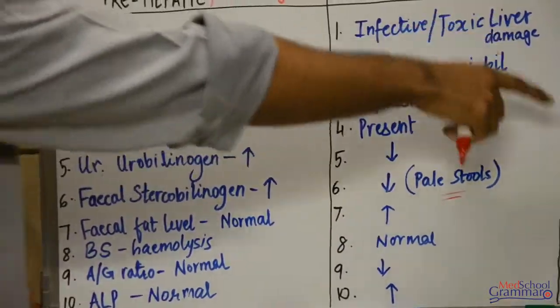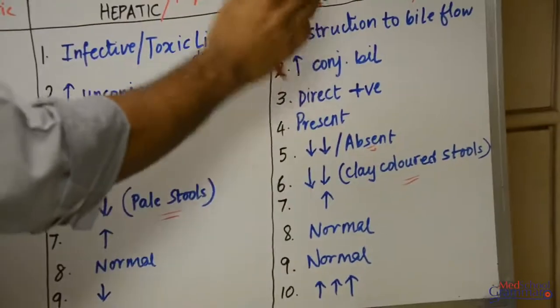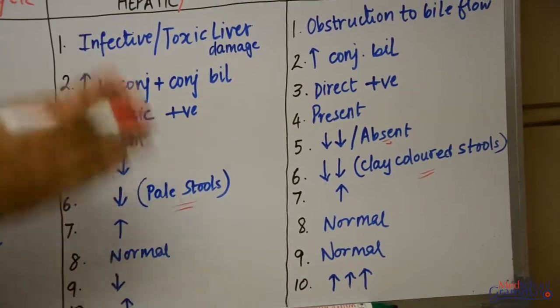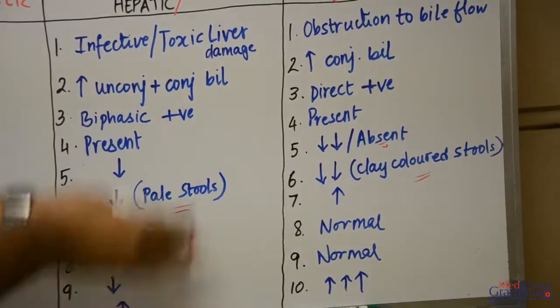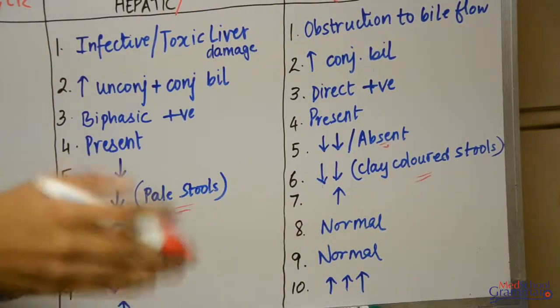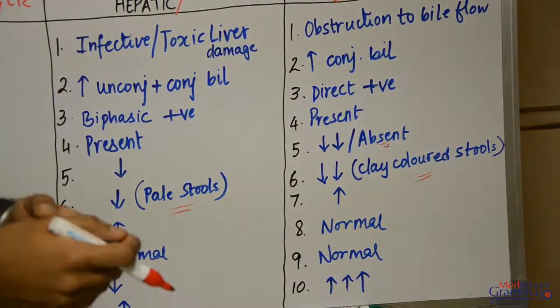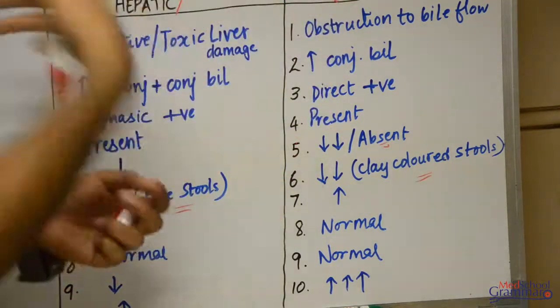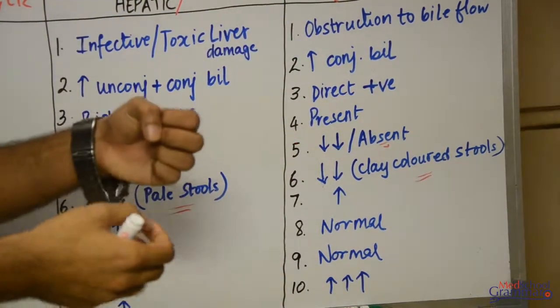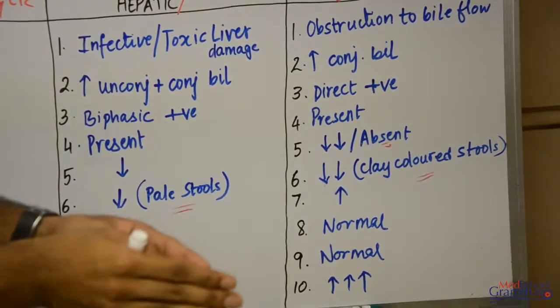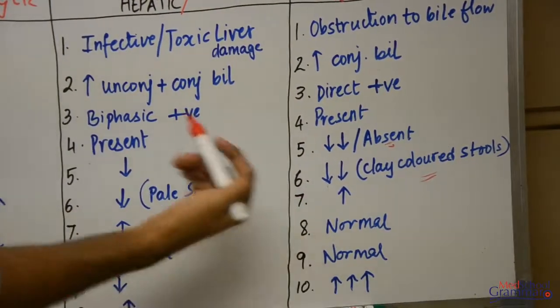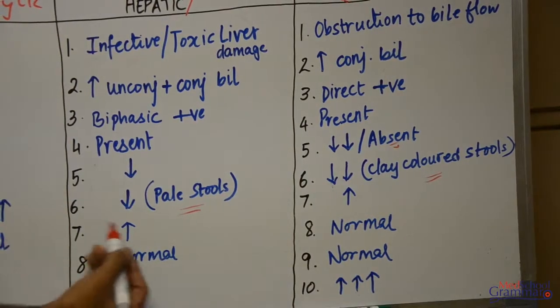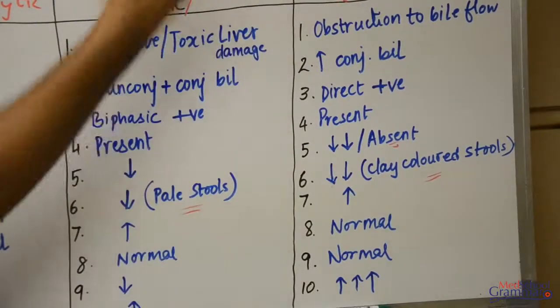But here in hepatic and post-hepatic jaundice, where there is reduced levels of bile acids and bilirubin present in the intestines, do you think the fats will be absorbed properly? Fat absorption requires bile acids. If bile acids are deficient, if bile is not coming, do you think the fats will be absorbed? No. If they are not absorbed, they will be excreted via the feces. So fecal fat level will be increased here.